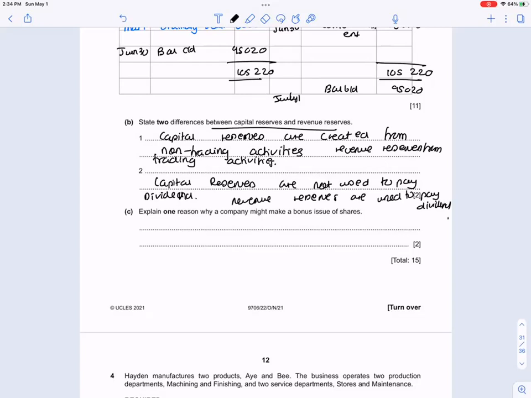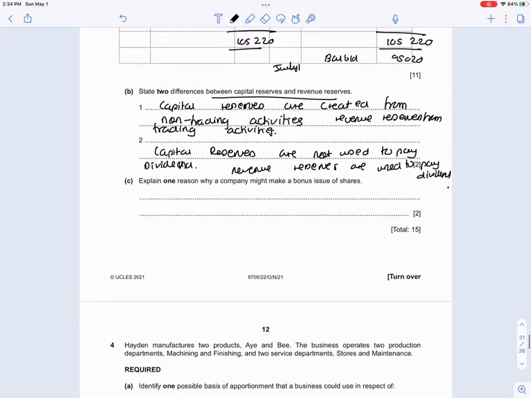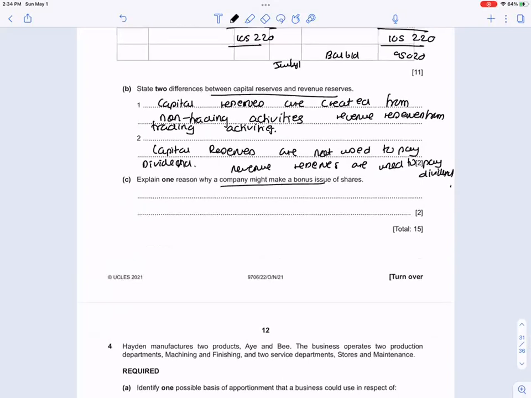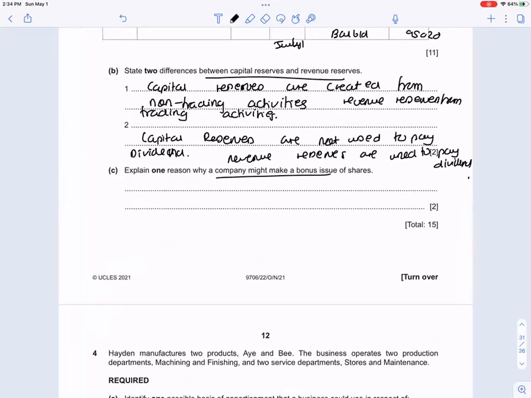Eman, are you there? What have you written? Revenue reserves are used to pay dividend. The first line was the second line. Capital reserves are created from non-trading activities, and revenue reserves are created from trading activities.